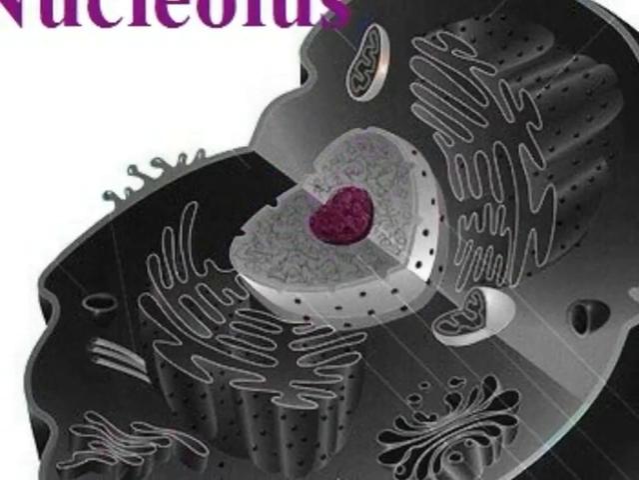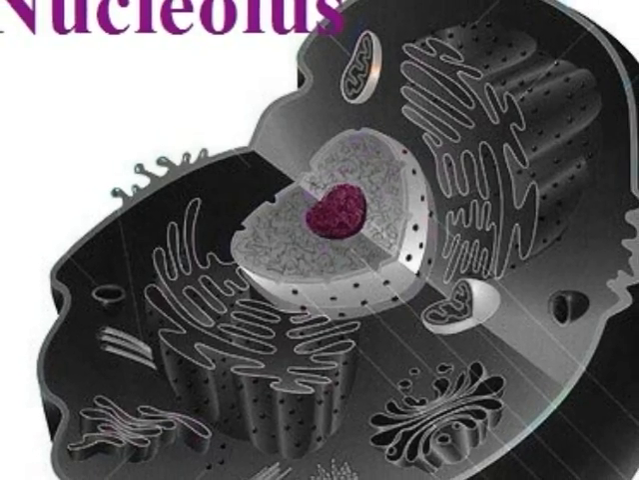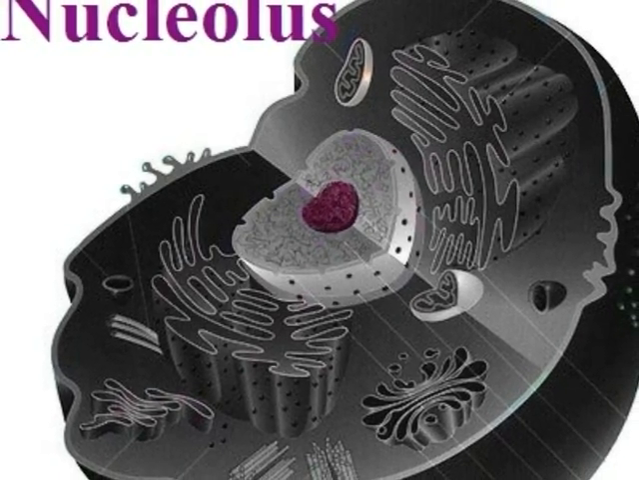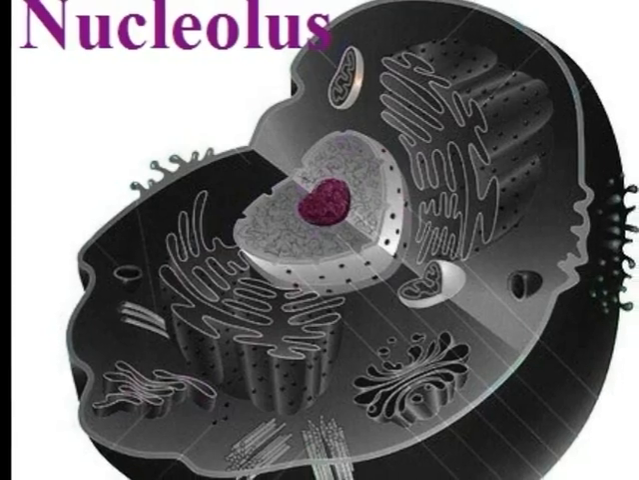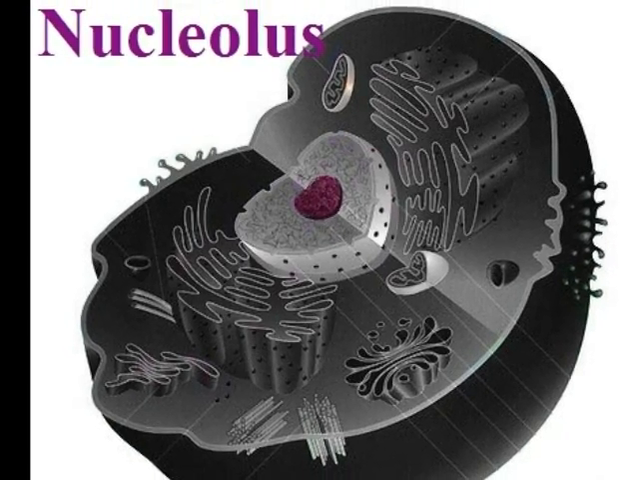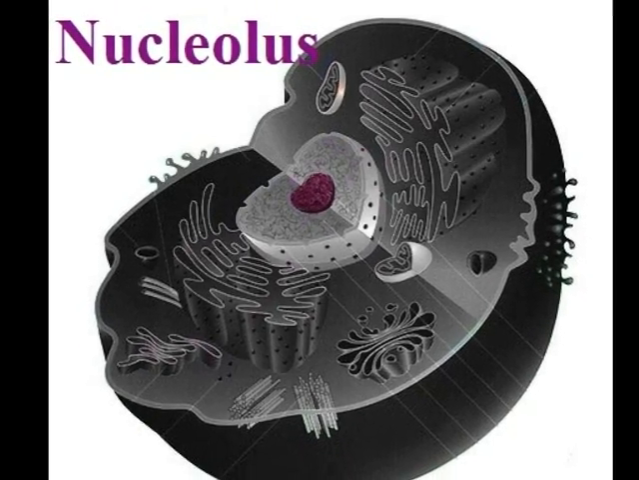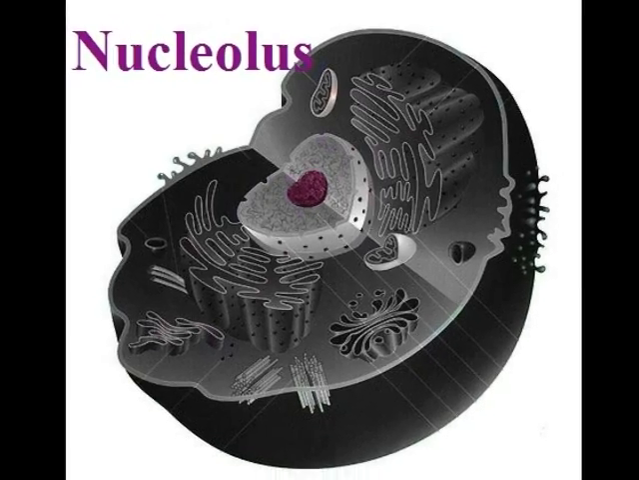Inside the nucleus, and within the chromatin, you'll see the nucleolus. The nucleolus is a small dense body composed of ribosomal RNA and proteins. It is the site of ribosome subunit manufacture.